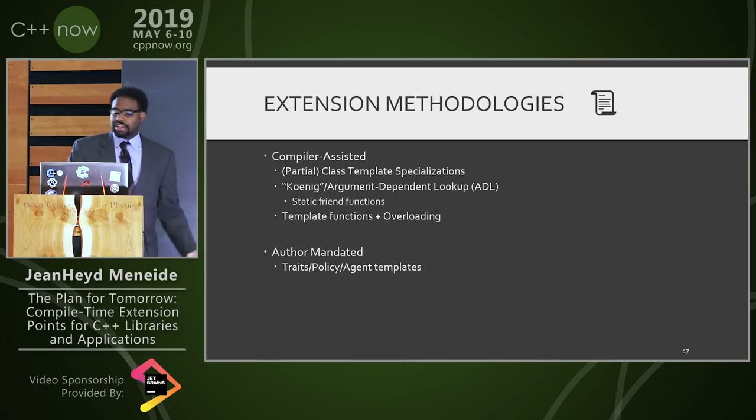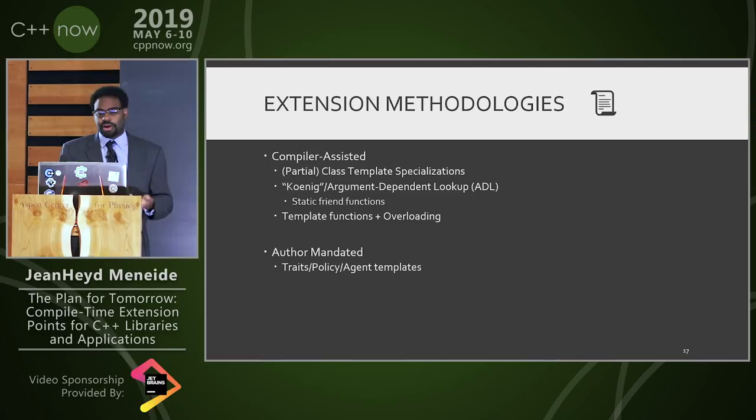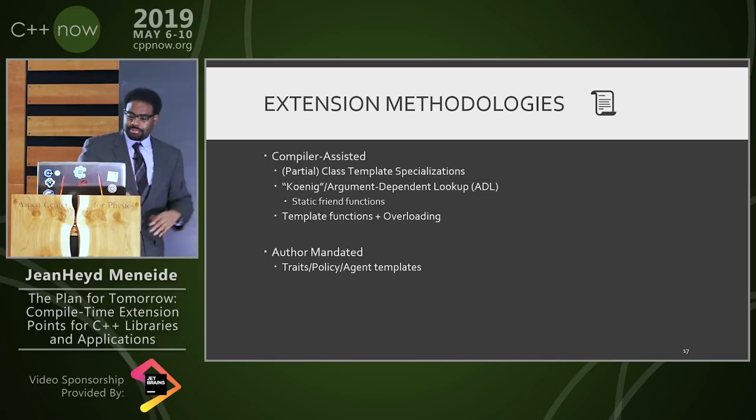Then there's the other side of that, which is much simpler, which is author mandated. You have traits or policy or agent templates, part of a class or an interface, and all you do is say, this is the interface, you have to abide by the interface, and if not, you're out of luck. That's just how that works. So one is purely author mandated, helped by the fact that you supply the template, and the other is compiler assisted. Some of these can overlap and nest and whatever else.